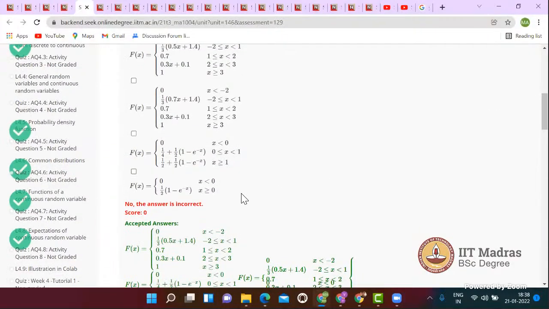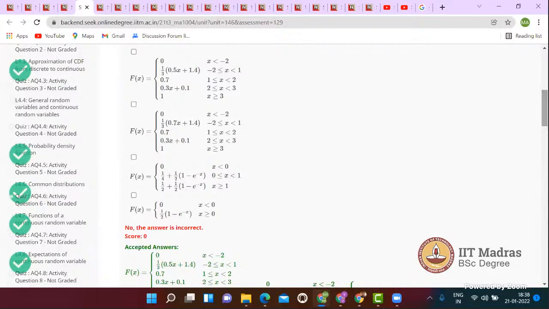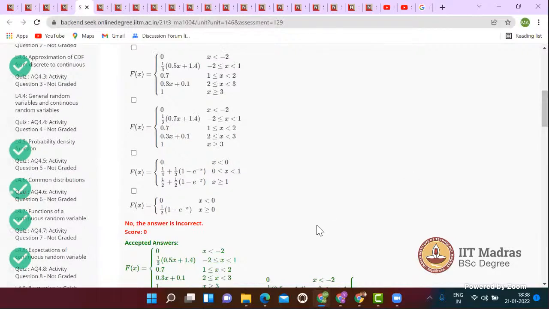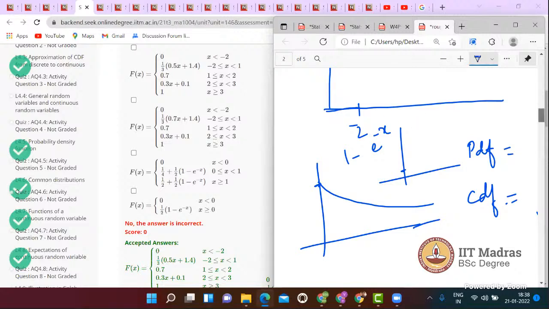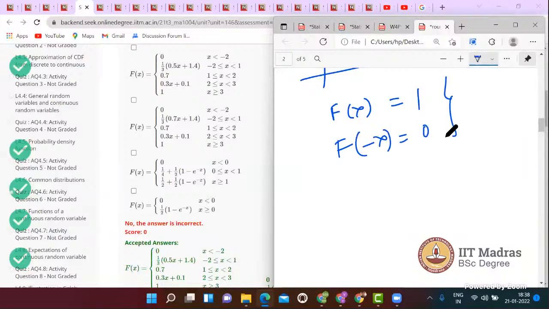Sir, if we plot this function on a graphing calculator, the function won't ever reach 1. So can we say since it never reaches 1, it's not valid? The basic properties for a CDF to be correct are that F of infinity should be 1 and F of minus infinity should be 0. For this function, F of infinity will never reach 1. These are the two basic ones, and then you should check that it is non-decreasing.